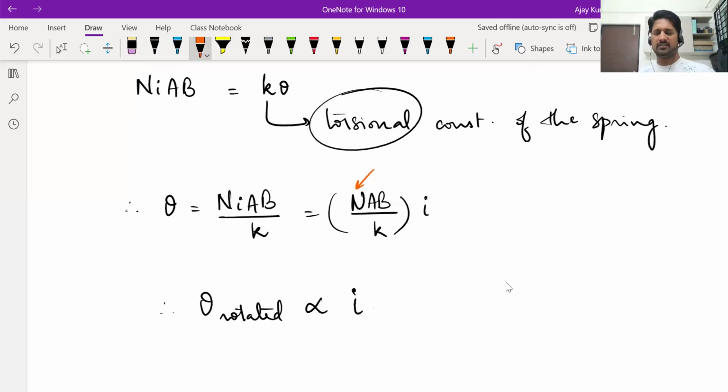In all this derivation, what is N? Number of turns in that coil, correct? What is A? Area of each turn of that coil. B is the magnetic field inside the galvanometer. I should not call it uniform. That will be given in the question. Radial magnetic field, we don't have an expression for it. They'll give you that value in the question if they want to ask you. What is K? Torsional constant of the spring. So the proportionality constant between angle rotated and the current in the coil depends on these factors.